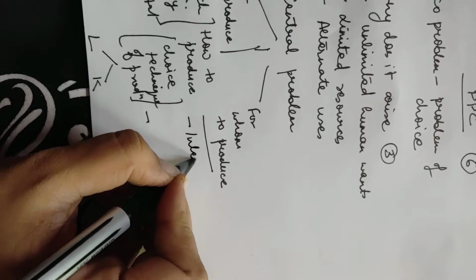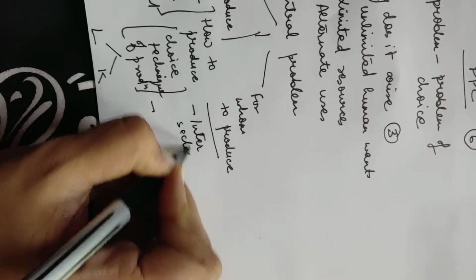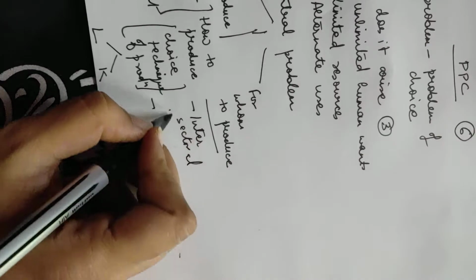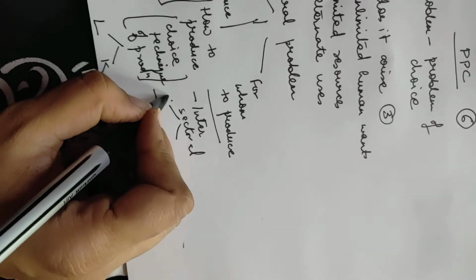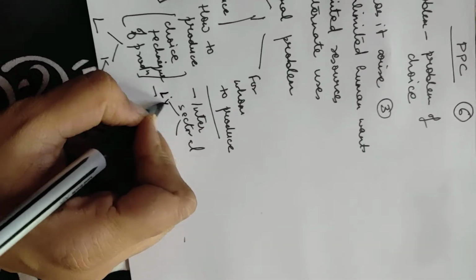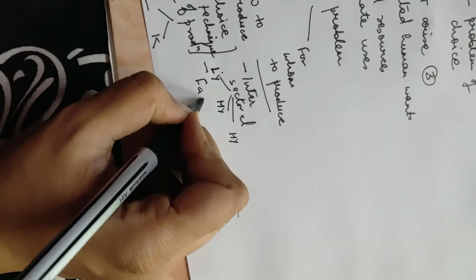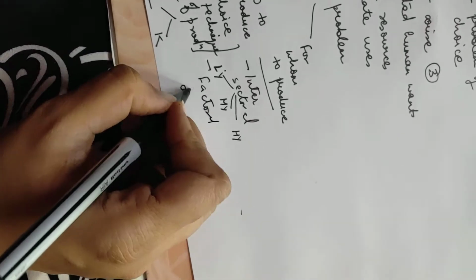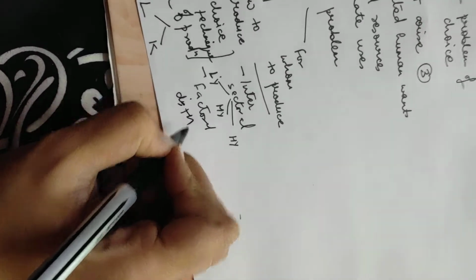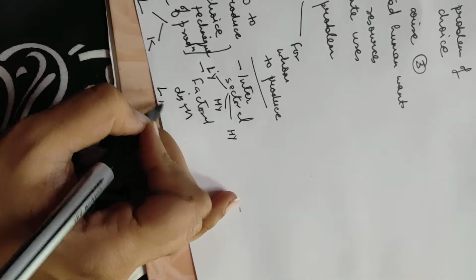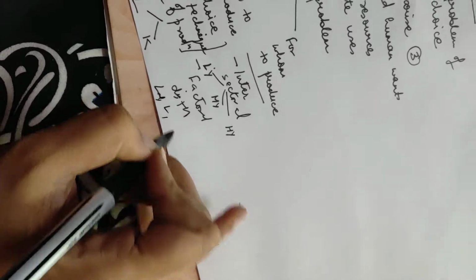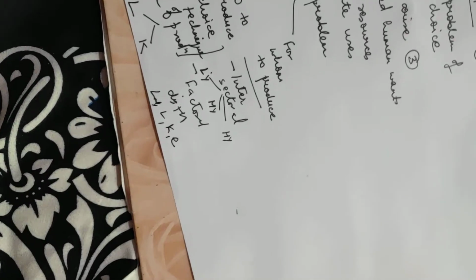First, intersectoral distribution. That is, which sector are we talking about? Income group, that is lower income group, middle income group or higher income group. The second point is factorial distribution. That is, we are giving money to land, labor, capital, entrepreneurship.